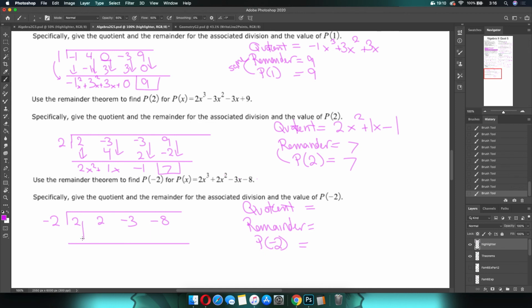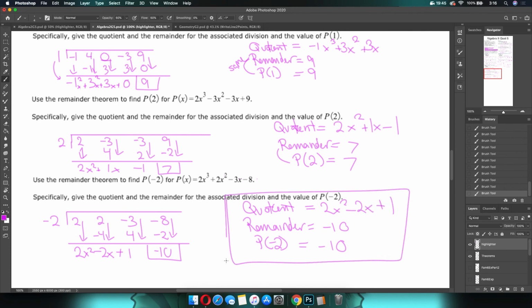All right. So start with pushing down, 2. Negative 2 times 2 is negative 4. Push down. 2 minus 4 is negative 2. Negative 2 times negative 2 is positive 4. Push down. Negative 3 and 4 is 1. Negative 2 times 1 is negative 2. Push down. Negative 10. Box that off because that's our remainder. Negative 10. There's our number. There's our x. And there's our x squared. So our quotient is 2x squared minus 2x plus 1. And that's how this one works.